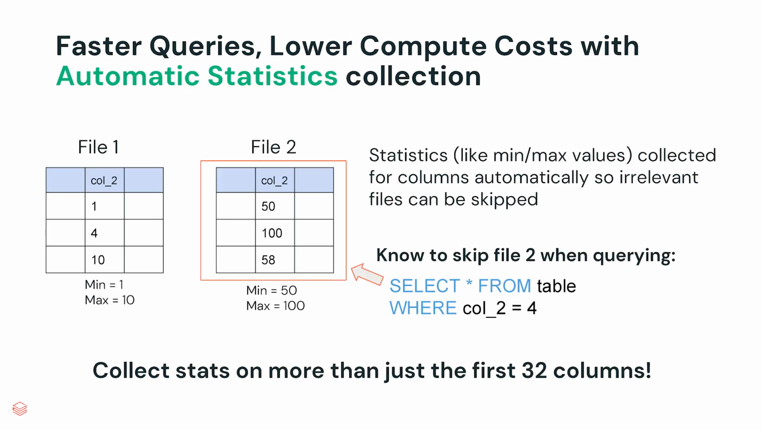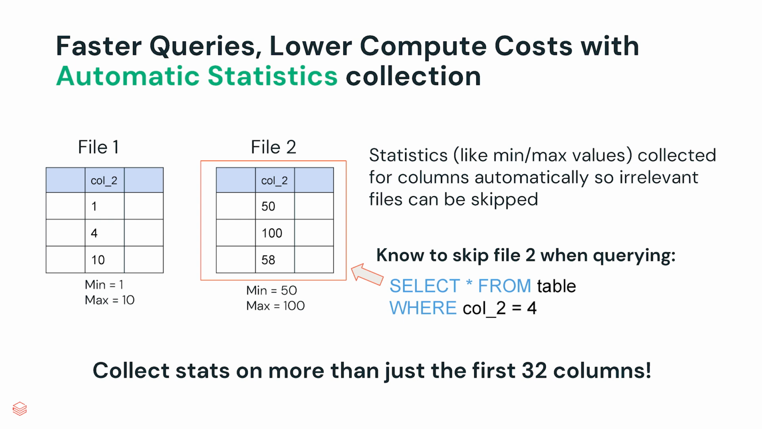Automatic statistics collection. You're probably wondering, what is this? How does it work? What we do is we collect statistics on your tables for particular columns so that we know which data we can skip. So for example, here, let's say you're querying for number 4. You're looking at column 2. Here with file 1, we can see the minimum is 1, the maximum is 2, whereas for file 2, the minimum is 50, the maximum is 100. Those are statistics as some of the examples of ones that we collect. And so you can see we can just skip file 2 entirely when we're querying that table. And so that's how we're able to speed up query times because we've collected these statistics.